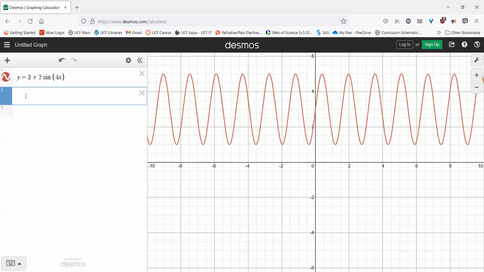You could also just type it in without the y, and it'll come up the same. So see that? Red, blue, same thing. Okay, so with the y, without the y, it comes up the same.